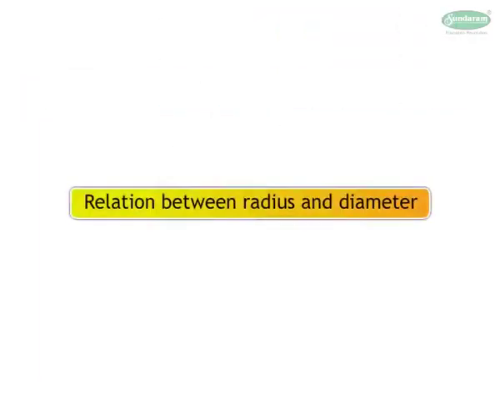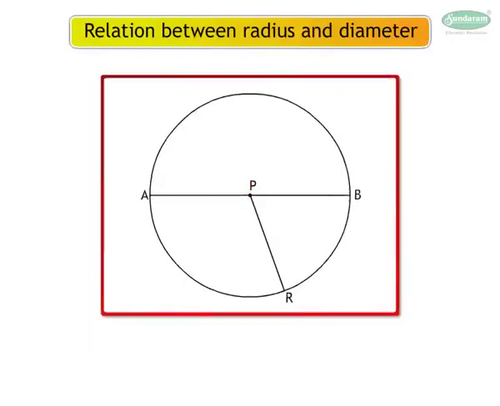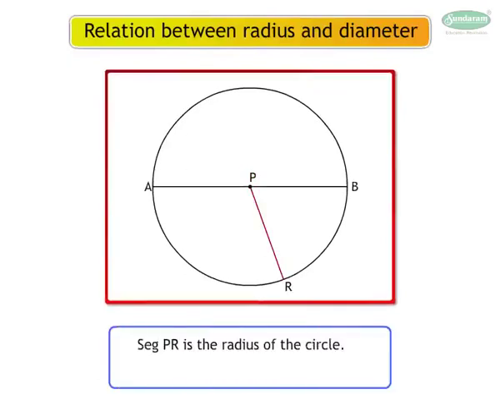Now let's see what is the relation between radius and diameter. In the figure alongside, P is the center of the circle. Segment PR is the radius of the circle. Segment AB is the diameter. Measure the lengths of diameter AB and radius PR. Let's first measure the length of AB.